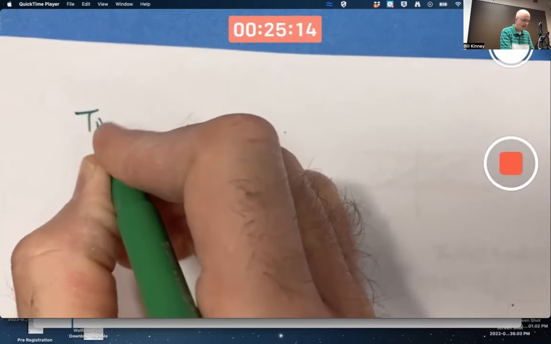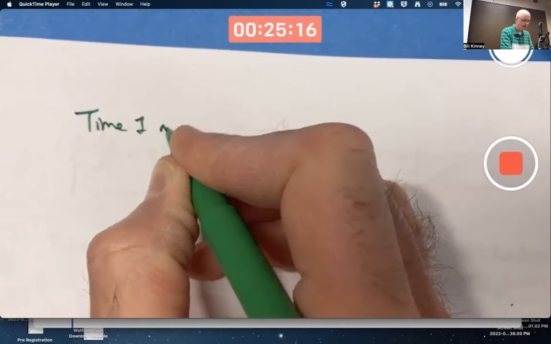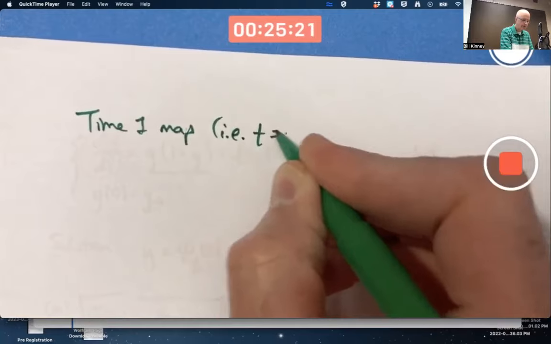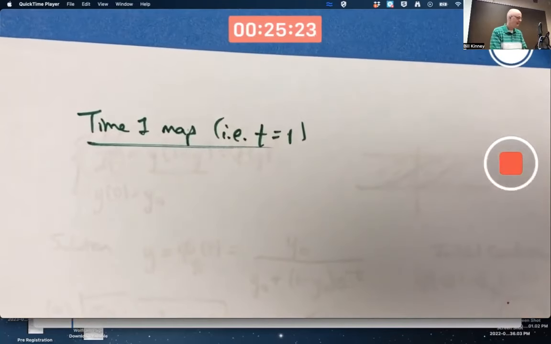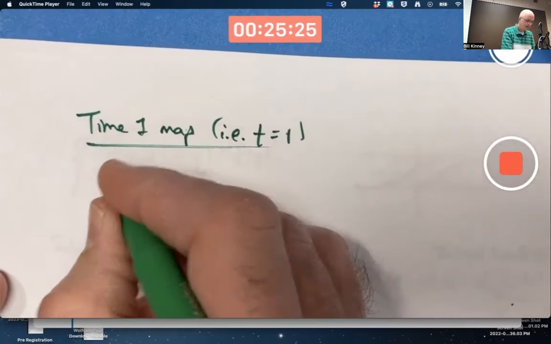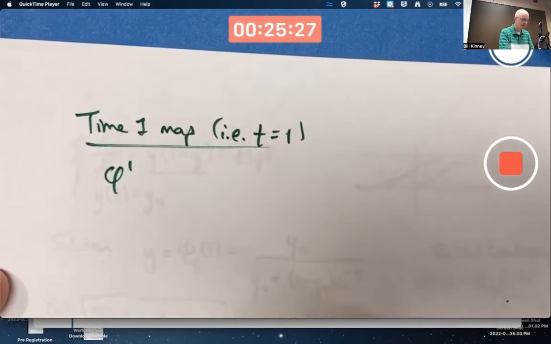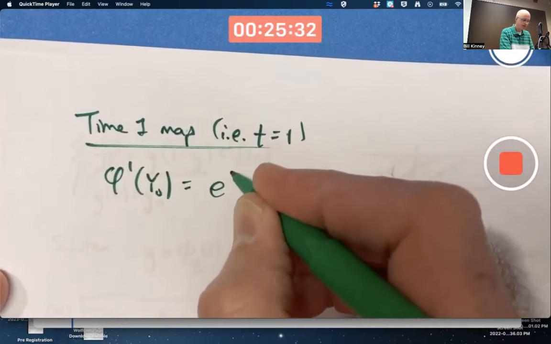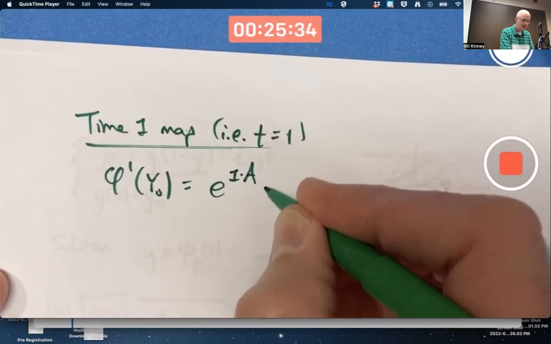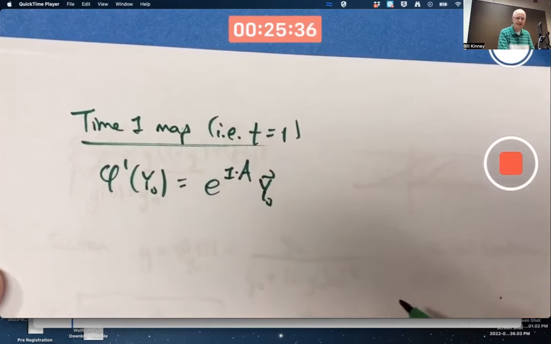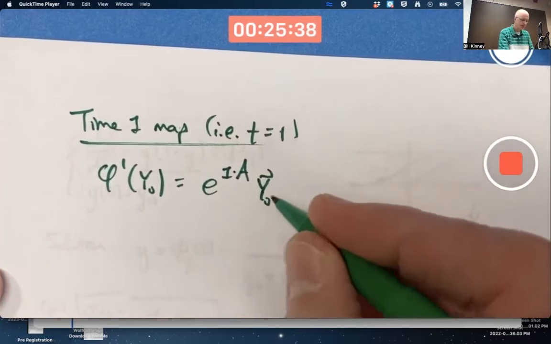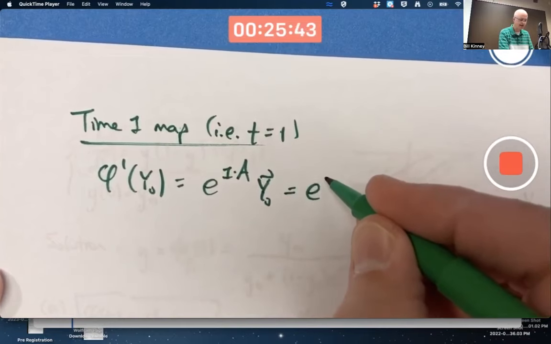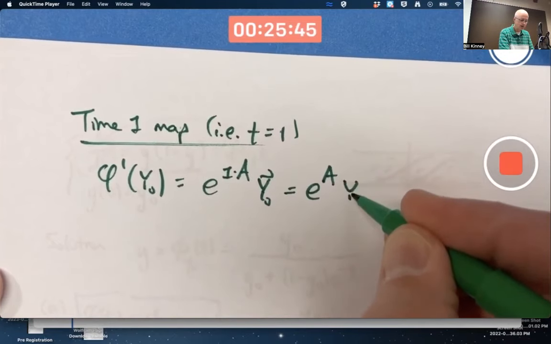I'm going to emphasize a lot something called the time one map, i.e. little t equals 1. Phi superscript 1 of y naught is e to the 1 times A times y naught. 1 is a scalar, A is a matrix, but when you multiply a scalar times a matrix, you multiply every entry of the matrix by the number 1 in this case. This is just e to the A times y naught.